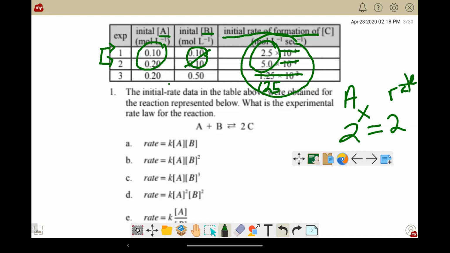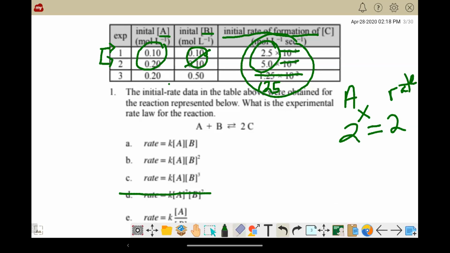And so what I can see by looking at that relationship is whatever factor of increase of A also resulted in the same factor of increase for the rate of reaction. And so therefore the exponent with respect to A must be 1. And that lets me eliminate answer choice D. Well, that wasn't a very helpful elimination, but okay.